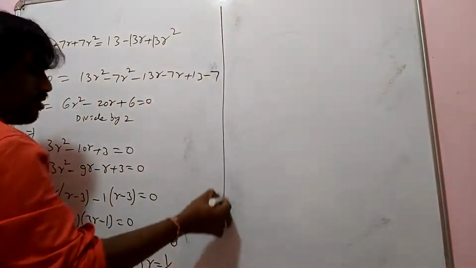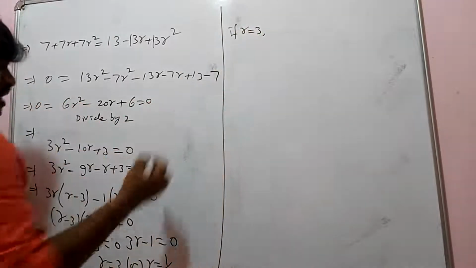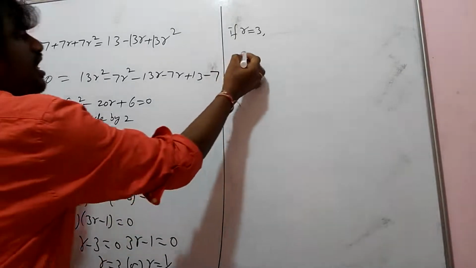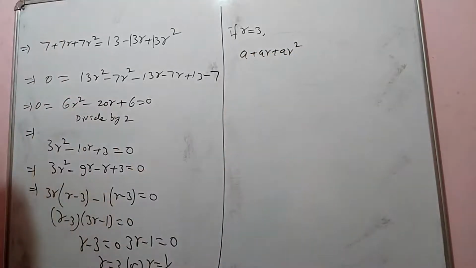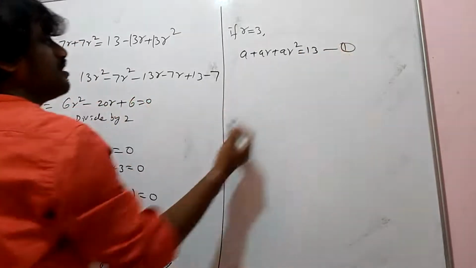So the r value I got. If r is equal to 3, then what will be the a? You have to substitute in the first equation. So what is the first equation you have? ar square, this is the first equation, is equal to 13.